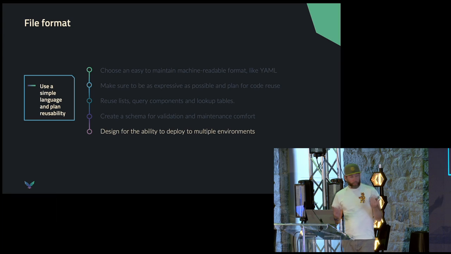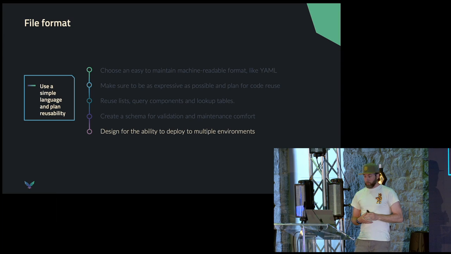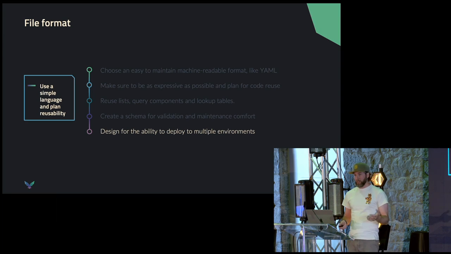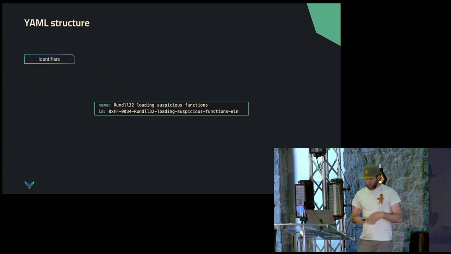And then the next one is also designed for the ability to deploy to multiple environments. Even if you only have one SIM now, as I explained earlier, you might acquire a company or merge or whatever. If you want it to run in test and prod, you can actually do that easier if you do it this way. So what does it look like?